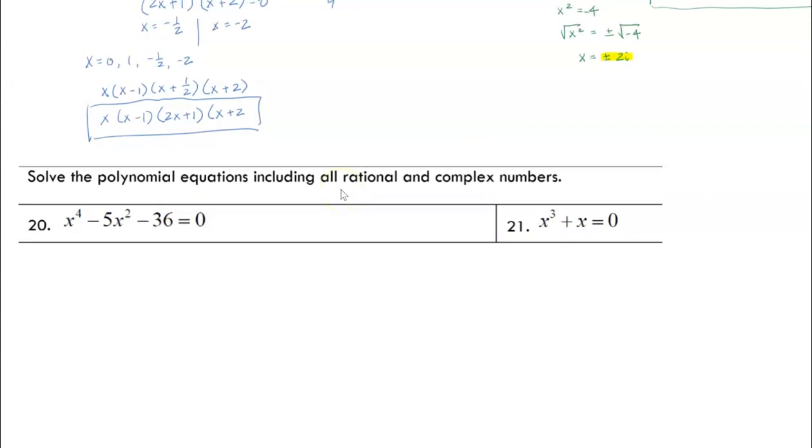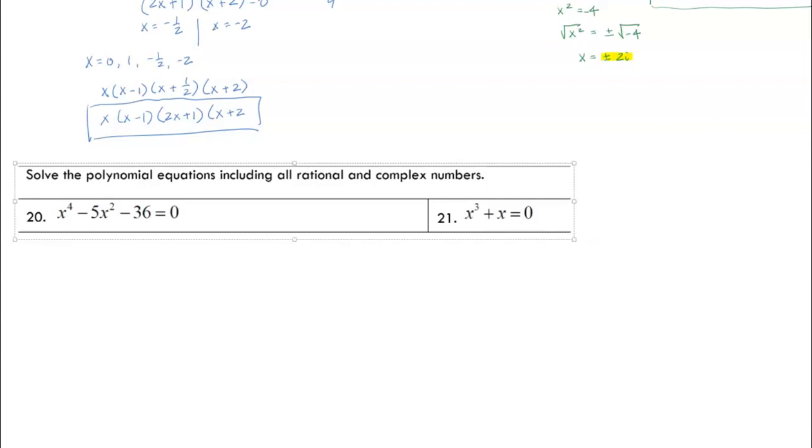Okay, it says solve the polynomial equation, including all rational and complex solutions. So we're just solving. We're not actually factoring anything. Let's see. Let's go ahead and solve these. How am I going to solve this x to the 4th minus 5x squared?